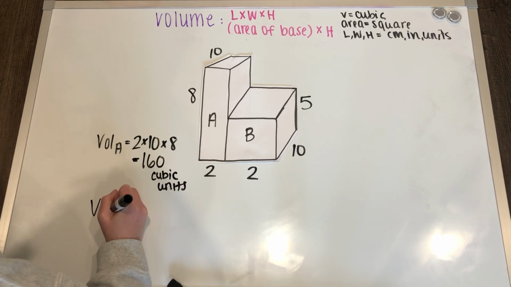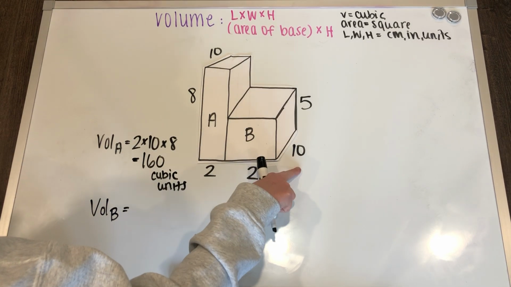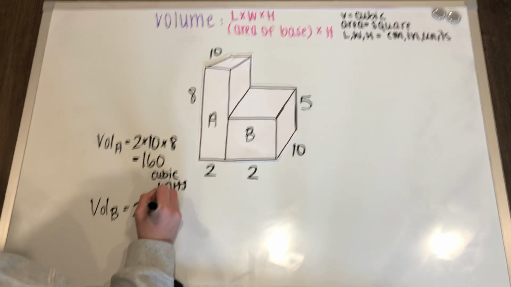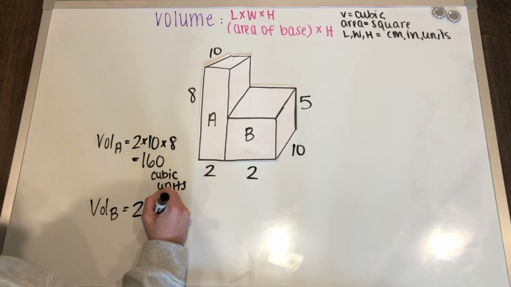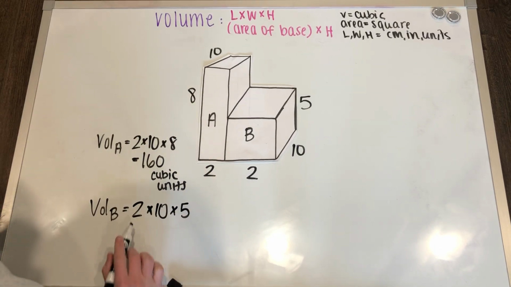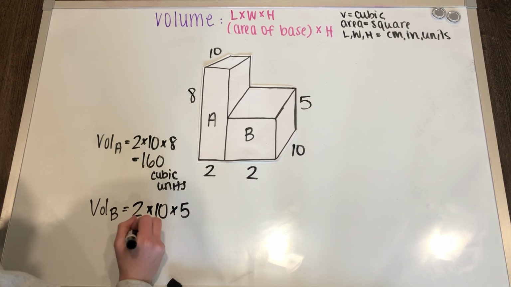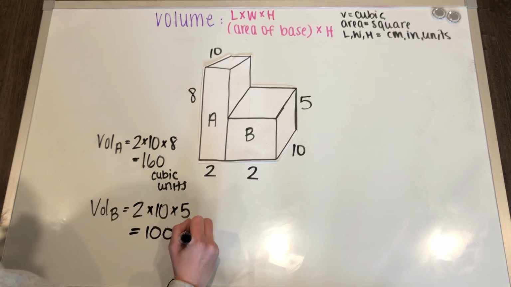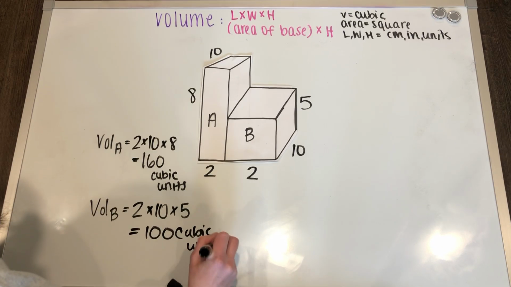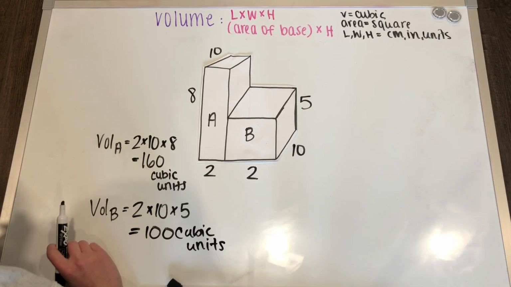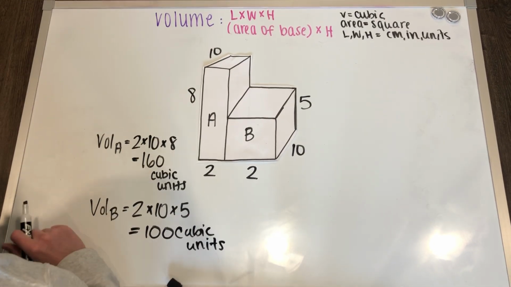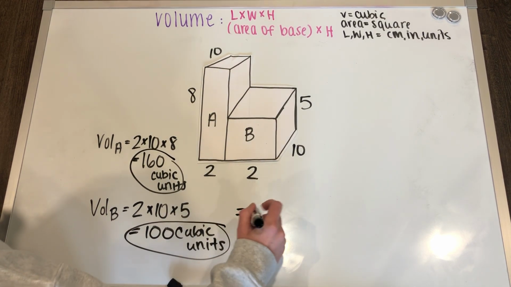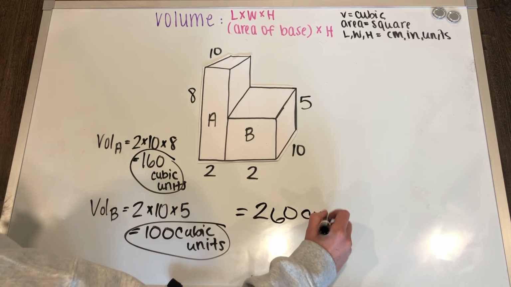Now let's find the volume of prism B. Well, my length is 2. Excuse my drawing. The width again is 10, and then the height this time is 5. So we just do the same thing. 2 times 10, 20, times 5, 100. Or you could have done 5 times 10 is 50, times 2 is 100. So now to find the total, we just add it up, 100 and 160, which equals 260 cubic units.